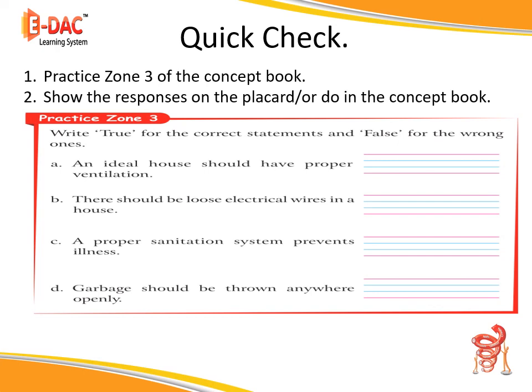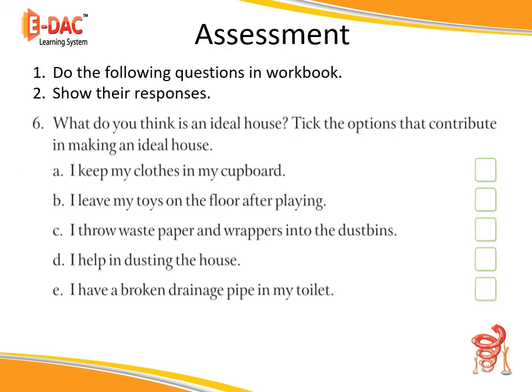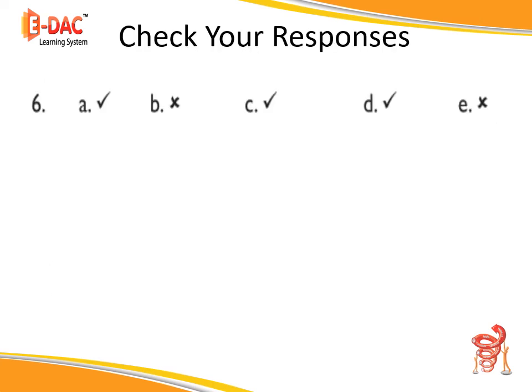So let's quickly check ourselves whether we are aware of the characteristics of an ideal house or not. So you have to do practice zone 3 of concept book. You have to mention true for the correct statement and false for the wrong statement. And you can check your response here in the slide. Time for assessment. Do the following questions in the workbook. Question number 6. What do you think is an ideal house? Tick the options that contribute in making an ideal house. You can check the response here.